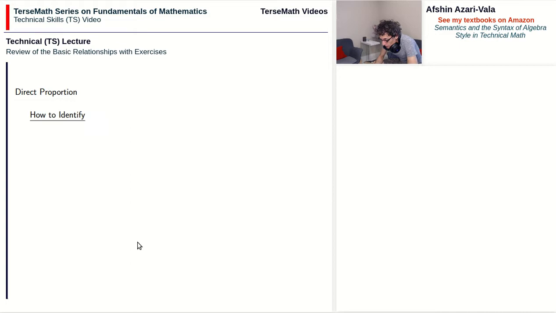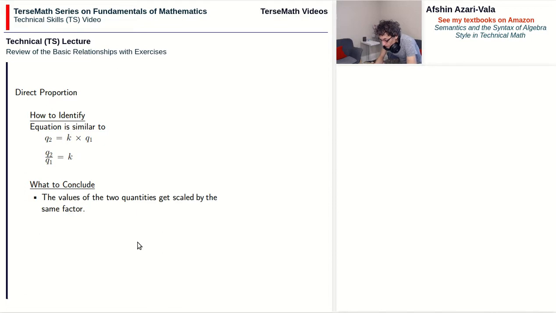For direct proportion, the two equations are Q2 equals K times Q1, which is the standard form, or Q2 divided by Q1 is equal to K, which is the conservation form. The two things to conclude: the values of the two quantities get scaled by the same factor, and that means they both get multiplied by 2. So the word scaling means that you either multiply the value by a number or you divide it by a number. So they both get multiplied by 2, or the values, both of them get divided by 5, and so on.